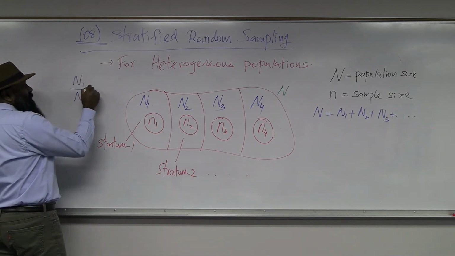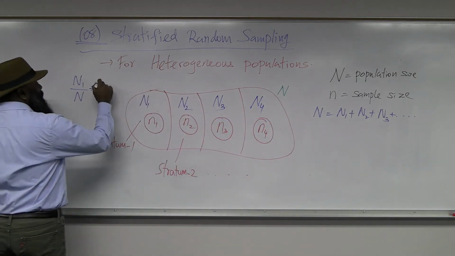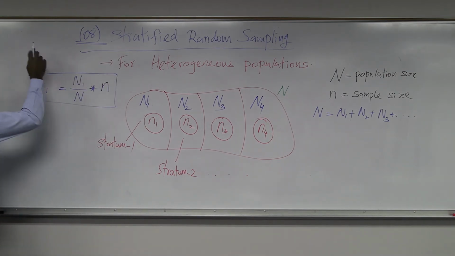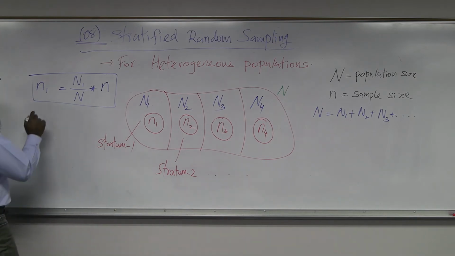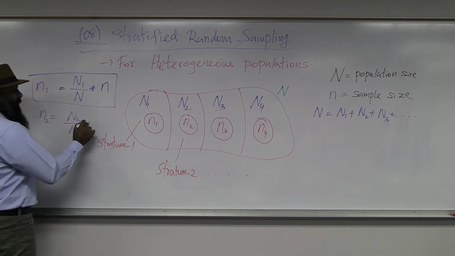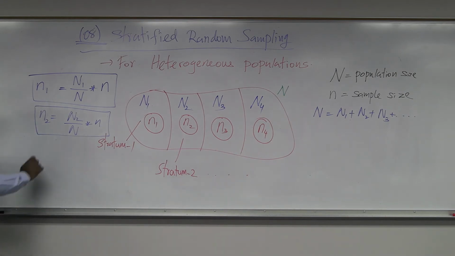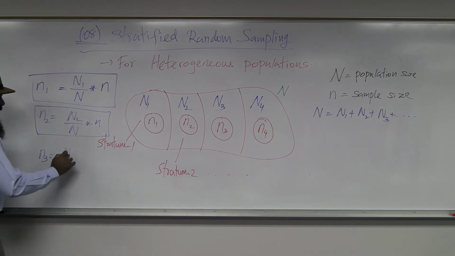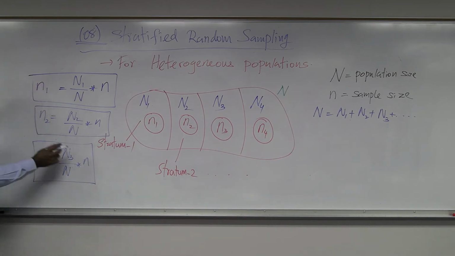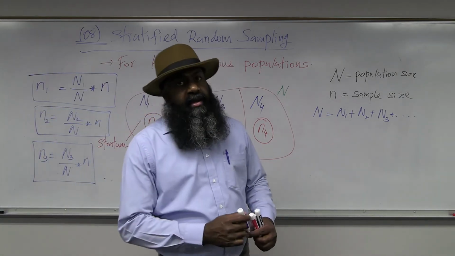And then that can be multiplied by the final sample size that we need, which is n. That should give you n sub 1. Okay? And similarly, you can find n sub 2. n sub 2 will be equal to uppercase N2 divided by N times lowercase n. Similarly, you can find n sub 3. n sub 3 is capital N3 divided by capital N times initially designed sample size, which is n. Likewise, we can continue to do that for all the strata that we have.